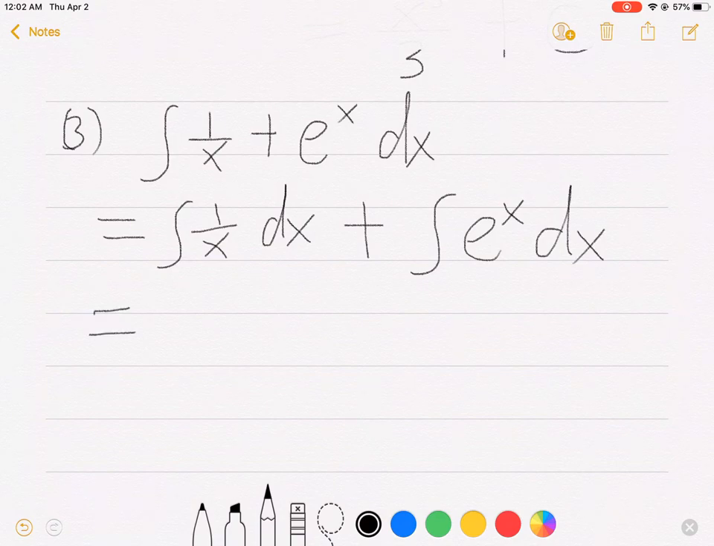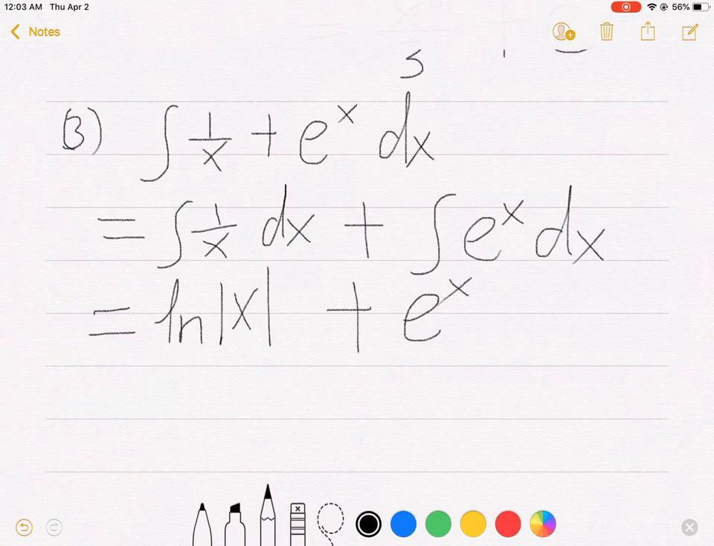Then this integral will give you, we know it's the natural log of what? Absolute value of x, not just x, okay? And the plus, there is a constant, no problem. We can write the constant later. And the integral of e to the x, whose derivative equals e to the x, would be e to the x itself, right? So we have another constant.